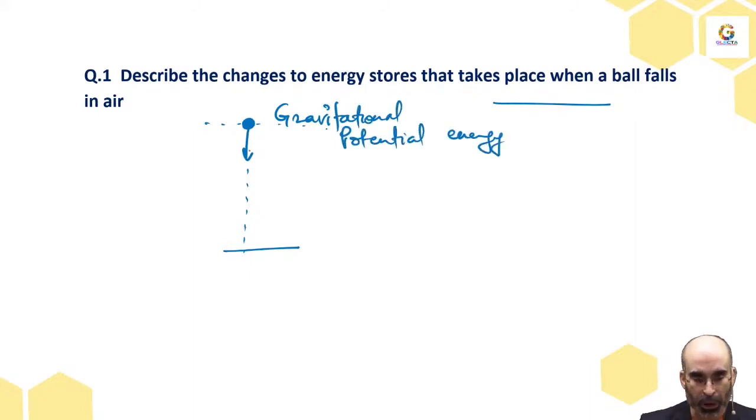Although you don't have to answer this in this manner, you simply need to answer what the change in energy store is: gravitational to kinetic, only this. But just to understand, this is important. Here at this point, there is no speed, no kinetic energy, only gravitational energy. As it comes down, it hits the ground with some velocity, so it has got kinetic energy here.